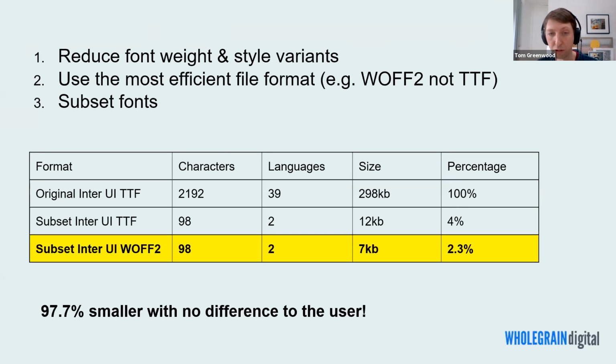Subsetting fonts is basically where you strip out all the characters that you're never going to use. And there's websites that can automatically do this for you. So you put in the languages that you're going to use, like English, French, and it will just strip out all the other characters. So when we do this, if we just put in English on Inter UI, we end up with 98 characters instead of 2,192, and a file size of 12 kilobytes instead of 298, which is incredible.